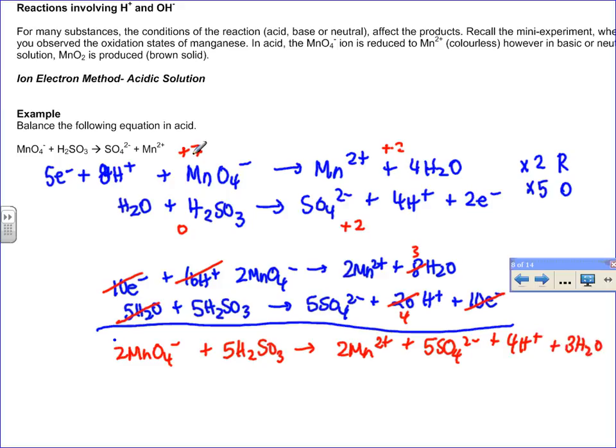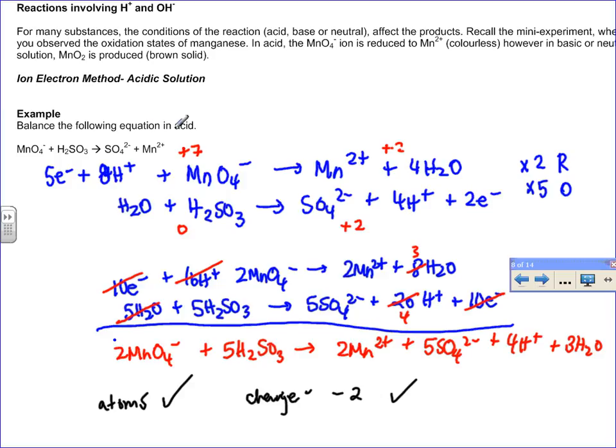And when you look through here, the manganese, you've got 2 on either side. The sulfur, you've got 5 on either side. The hydrogen, you've got 10 on either side. The oxygen, you've got 23 on either side. And the charge is -2 on either side. So all of the atoms and the charge are balanced.